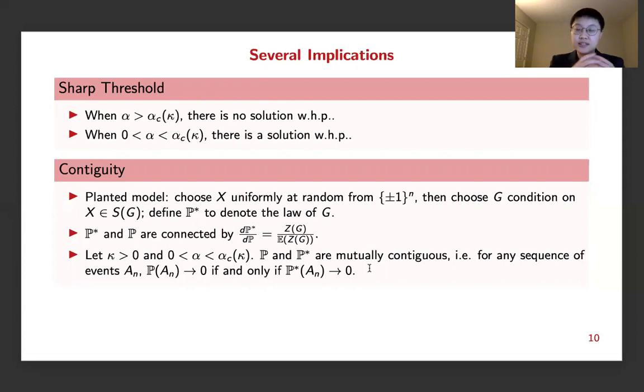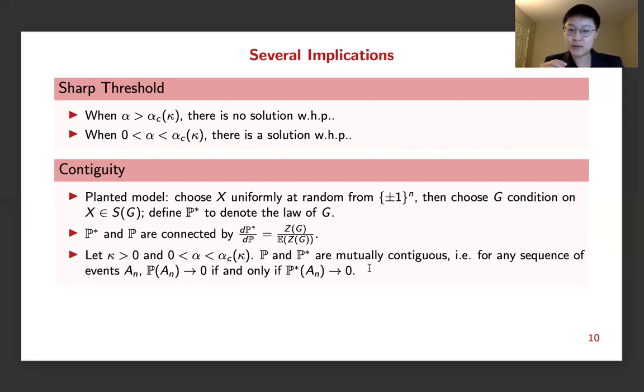So if you can find an event that happens with high probability on the one side, it also happens with high probability on the other side. So this is a very strong connection between the original model and the planted model, because in a lot of cases, things are easier to show on the planted side. For example, the strong freezing property that we will see in a second.